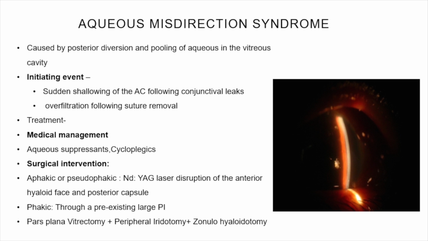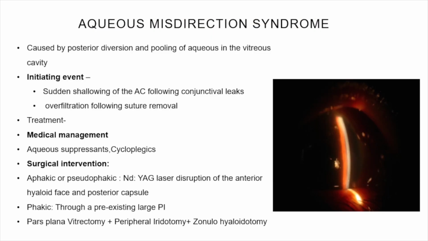This shallowing causes alteration in the vitreous volume and its compaction, leading to the increase in the vitreous volume and reduced permeability of the aqueous through the anterior hyaloid face. This leads to the progressive accumulation of the aqueous in the vitreous cavity and uniform shallowing of the AC. In the medical treatment, we give aqueous suppressant and cycloplegics, while in surgical treatment, we have to do a pars plana vitrectomy with peripheral iridotomy with zonulohyaloidotomy.